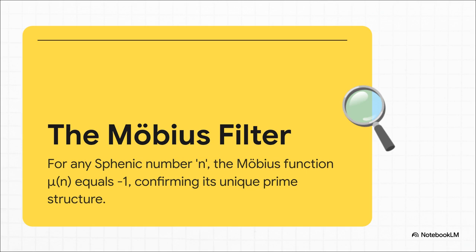Well, remember those sphenic numbers we talked about? The product of three different primes? The Mobius function gives any sphenic number a very specific value, -1. It's kind of like a mathematical stamp of approval. If a number gets that -1 stamp, it's confirmed to have that unique square-free prime structure. It's a way of rigorously proving that a number belongs to the sphenic club.